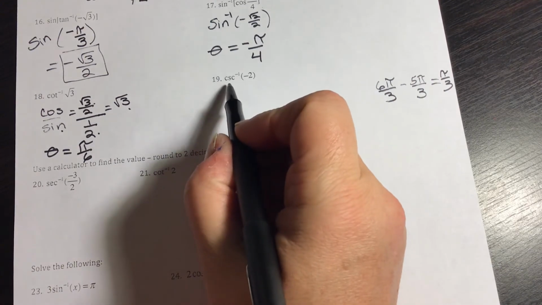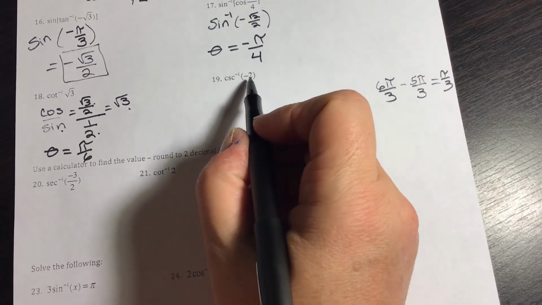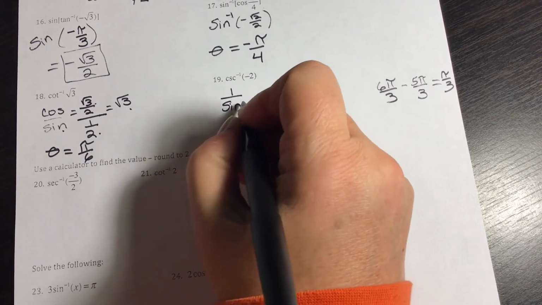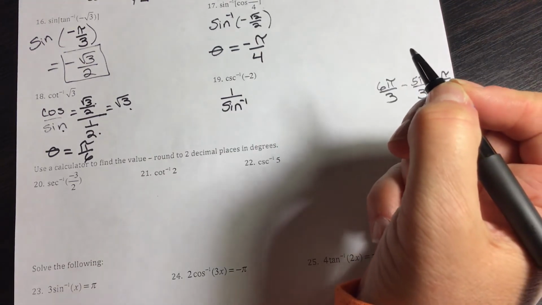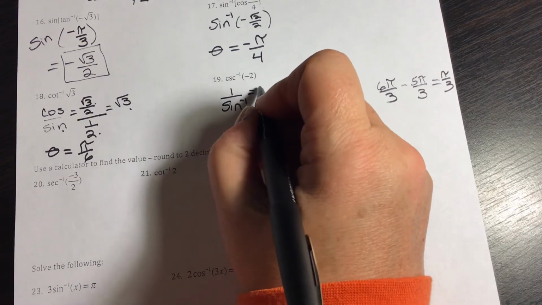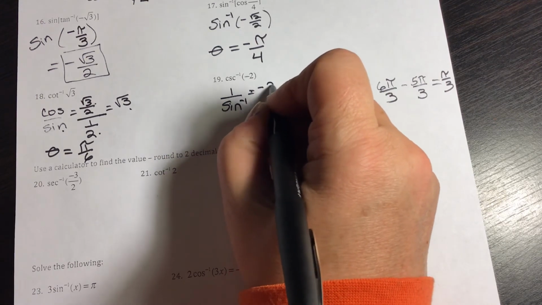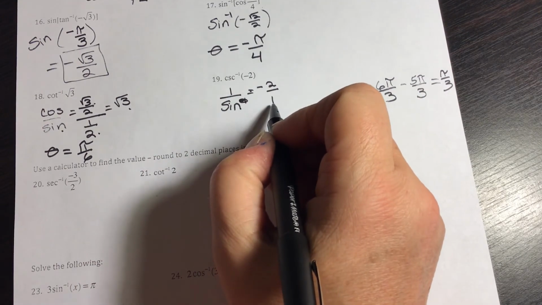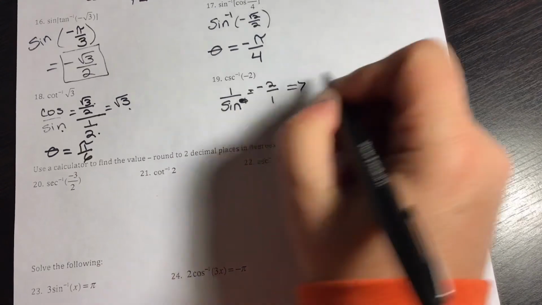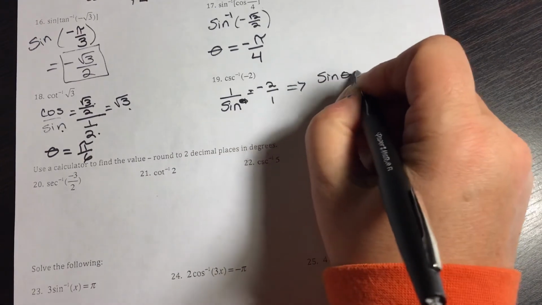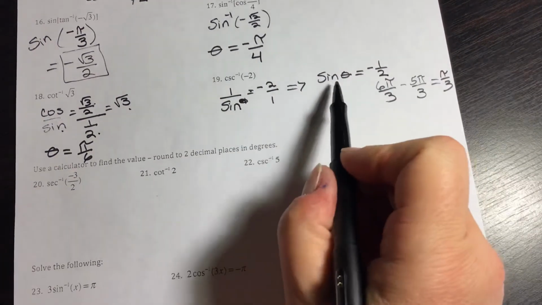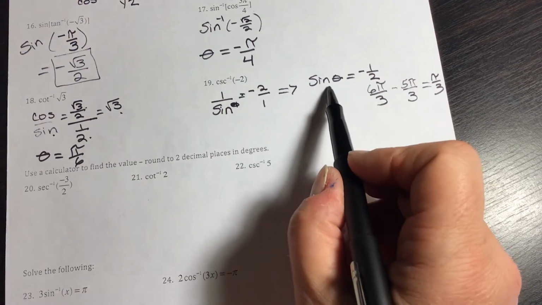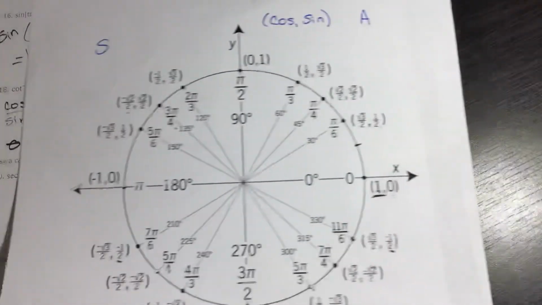Number 19, I have cosecant of negative 2. Now cosecant is 1 over sine, 1 over inverse sine, and that is of negative 2 over 1. So I want to know what angle has a sine of, if I flip this over, sine of the angle is negative 1/2. All right, so I just did the reciprocal of both of these. So what angle has a sine of negative 1/2?